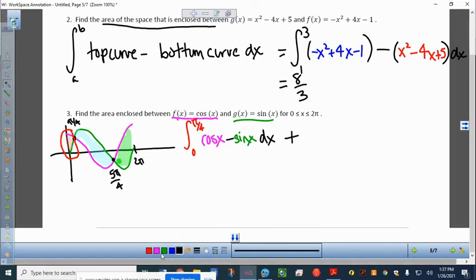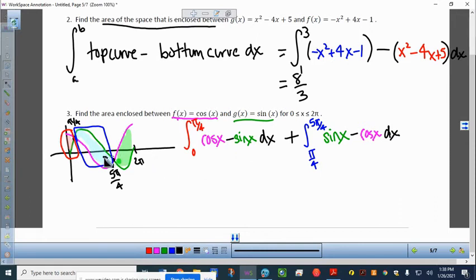Then I have another curve, that little blue area here. I'm going to call them my top curve and my bottom curve. So my top curve is going to go from pi over 4 to 5 pi over 4. And in this case, my top curve is that green one, which is going to be sine of x. And my pink curve will be below it.